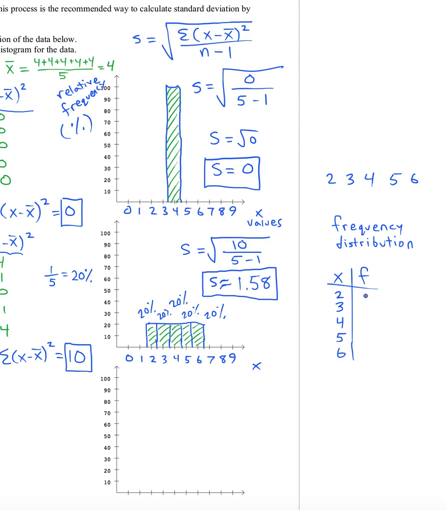Now what we put in the frequency column is how many times they appear. So the 2 appears once, 3 appears once, 4 appears once, 5 appears once, and 6 also appears once. They all appear an equal number of times. Now we'll find what is called the relative frequency for each.